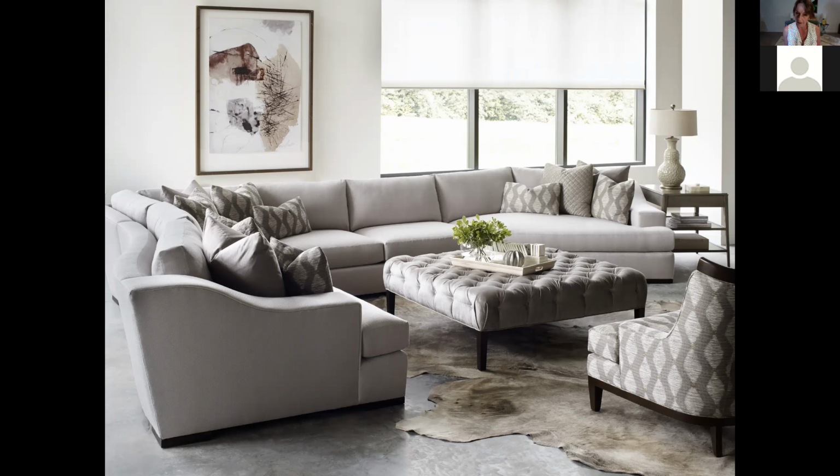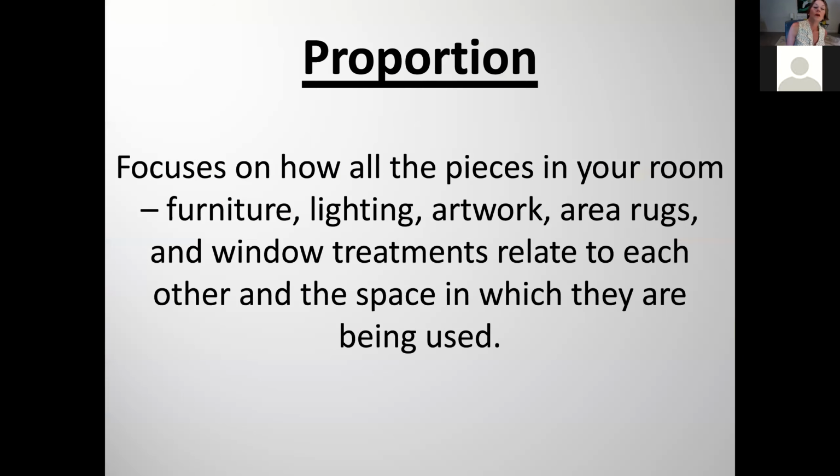So we're going to go on to the next one, which is proportion, which focuses on how all the pieces in your room, furniture, lighting, artwork, area rugs, and window treatments relate to each other and the space in which they're being used.